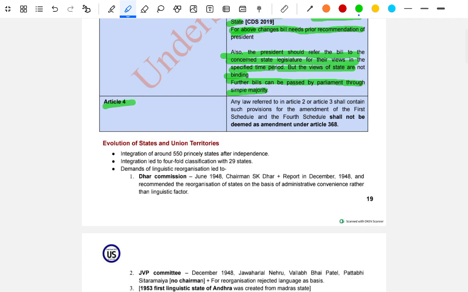Article 4. Any law referred to in Article 2 or Article 3 shall contain such provisions for the amendment of the First Schedule and the Fourth Schedule, and shall not be deemed an amendment under Article 368.